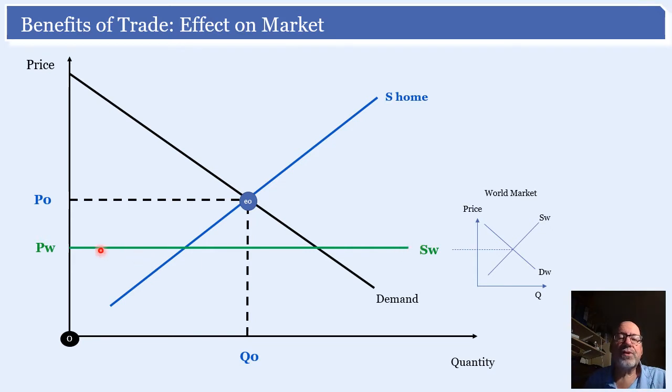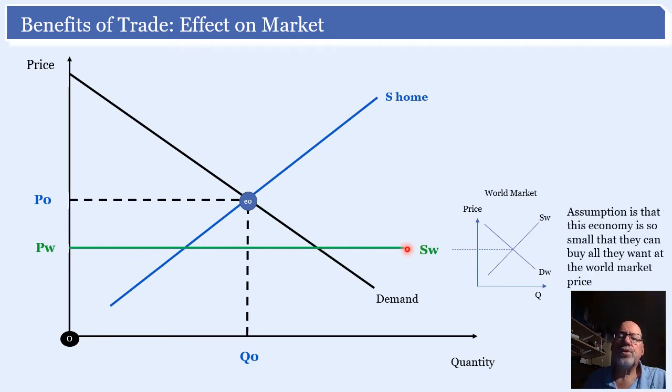Now we draw a straight line here because we assume that this economy here is actually so small in terms of what it wants from this car market that it's not going to affect the overall demand too much, and therefore we can buy all that we want at the going price. So there's a simplifying assumption just to make it easier. Now, the question is, what would happen in this case?